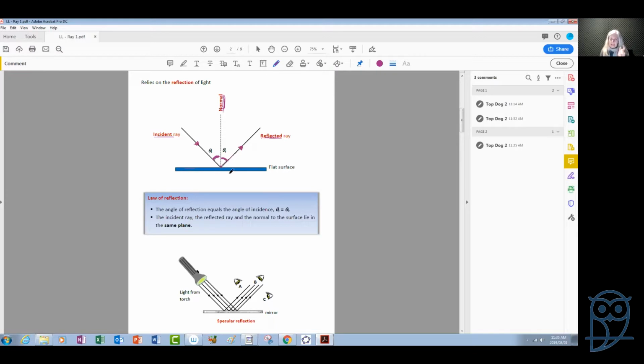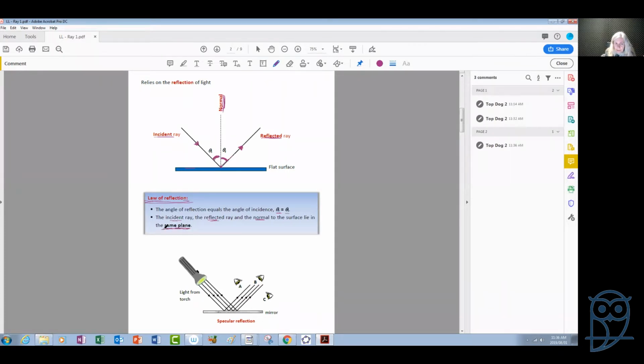There is another extra point that we need to make here, that the incident ray and the reflected ray and this normal lie on the same plane, which is vertical to this surface here. Okay, so the law of reflection says that the angle of reflection equals the angle of incidence. These two angles are equal, and that the incident ray and the reflected ray and the normal to the surface lie in the same plane.